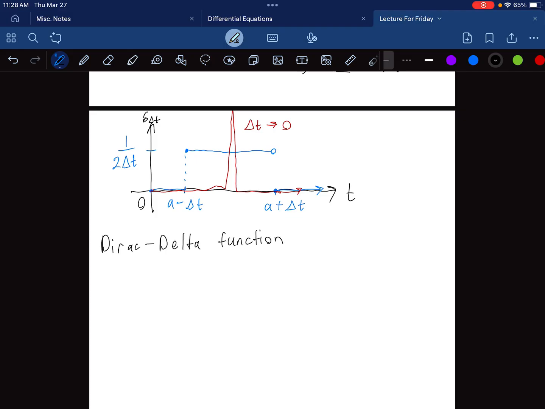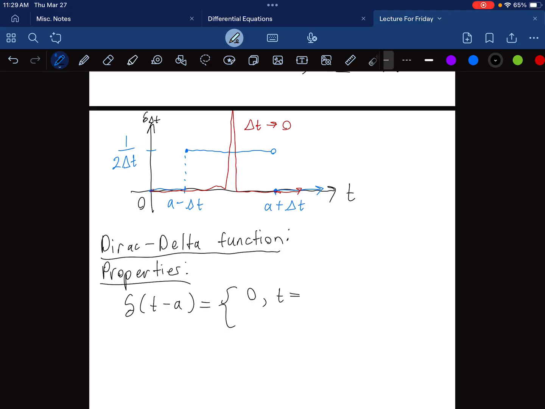Which is not really a function. Because one of the properties, just from this graph, is that we notice that essentially the Dirac delta function of t minus a, which is just how we denote it, is 0 when t is not equal to a. This jump is going to happen when we get to a, and then it's essentially infinity for t equal to a.